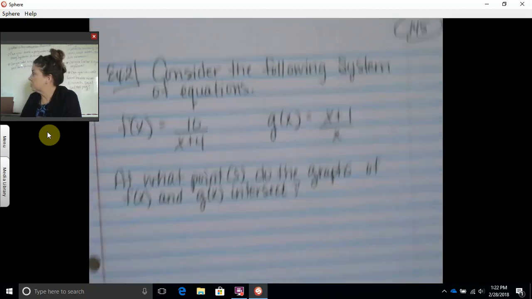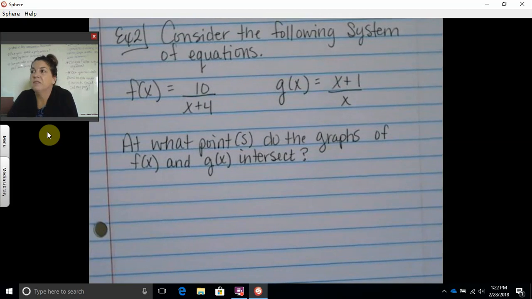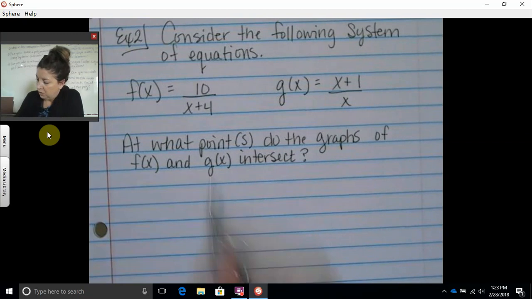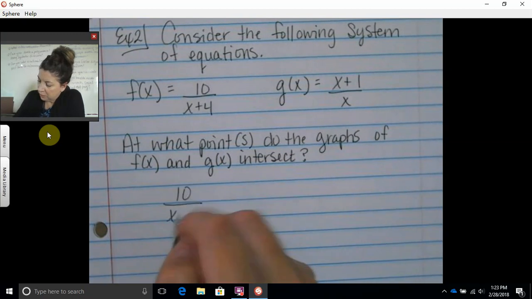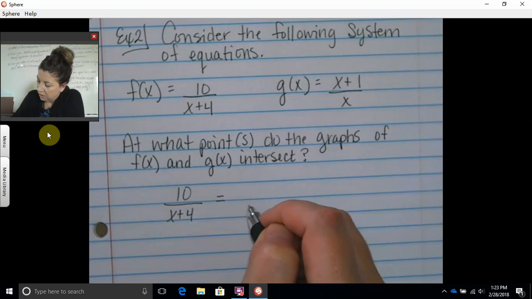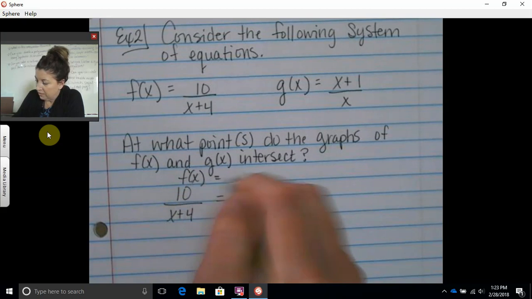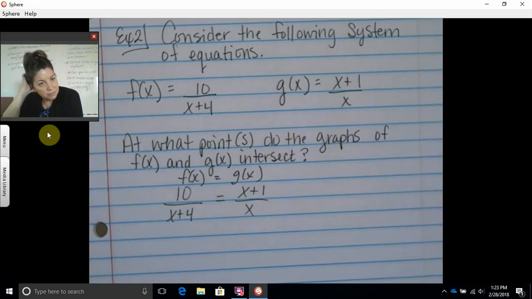So if it wants to know the actual point, it wants to know the whole ordered pair. So I have to find x and then also find y. And if it intersects more than one place, then I'm going to have to find both of those places that it intersects, okay? So I need to know when function f equals function g. So just like I did before, I'll take what function f is equal to, write that down, equals whatever function g is equal to. So I have 10 divided by the quantity of x plus 4 equals x plus 1 divided by x. And if you want to put above it f of x equals g of x, and I just use substitution there like I did last time.